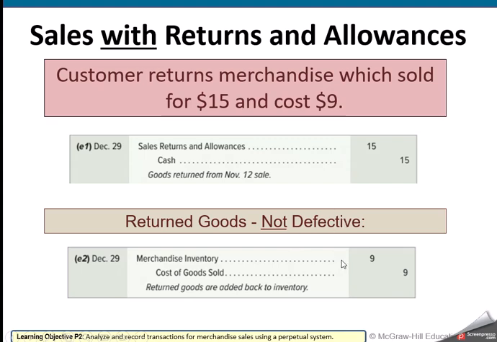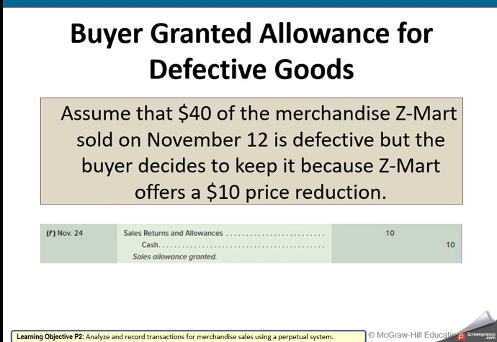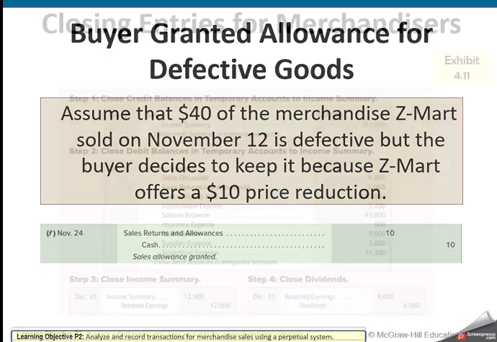Now, if the goods are not defective and they go back into our inventory, we do a separate entry that puts it back into inventory and then takes it out of our cost of goods sold, again at the lower cost. Now, if it was defective goods, it would just come back as a sales returns and allowances. We would give them the cash back or reduce their accounts receivable, but we would not put it back into inventory because the goods are defective.